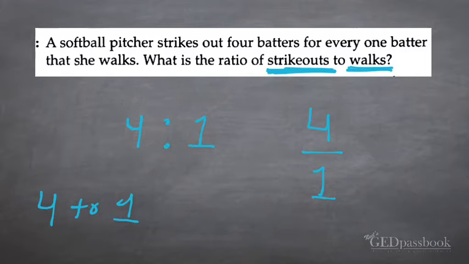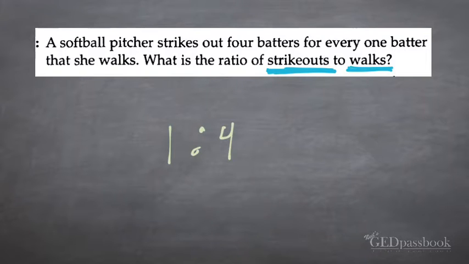If the question were to say, what is the ratio of walks to strikeouts? Let's say they were to flip that. The walks were to come first and the strikeouts second. Walks to strikeouts. You know what your ratio is? It'll be the other way around. It'll be 1 to 4. That's ratios. One more example.